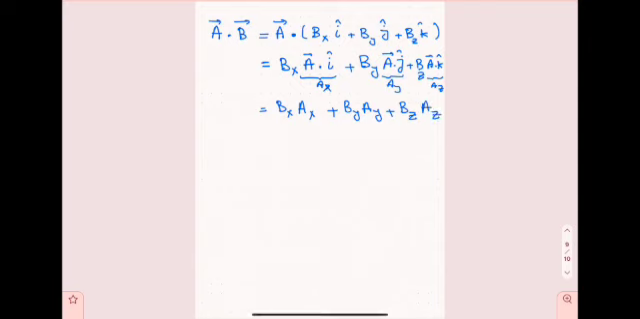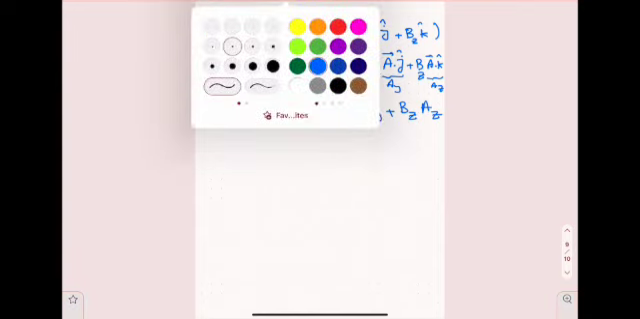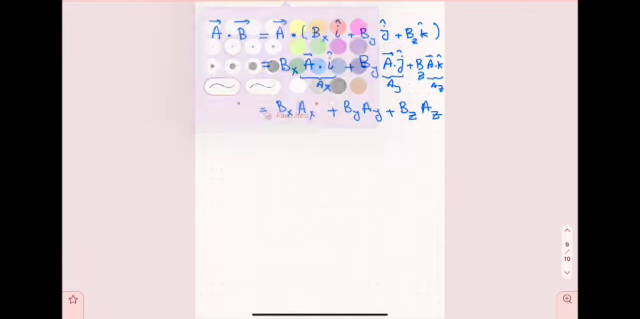So what does that mean? It means if we want the dot product of two vectors, it's enough that we just multiply the corresponding components, like the x components, the y components, and the z components, and then sum them up. So this is very easy. I think it's very useful if we now make an example.